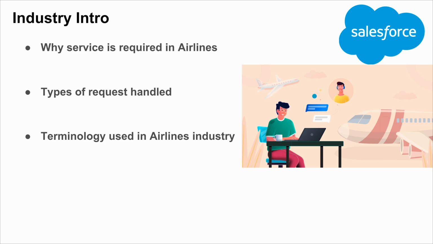Now let us understand a few terminologies that are used in the airline industry. We commonly use words like passengers, airlines, PNR numbers, baggage, cabin crew, billing information, and so on.